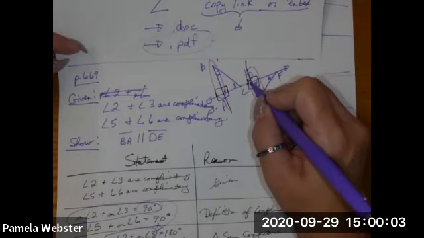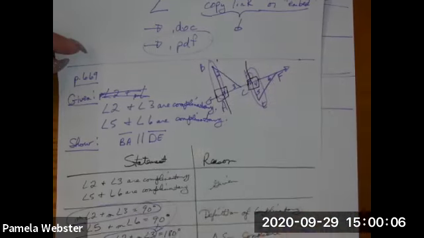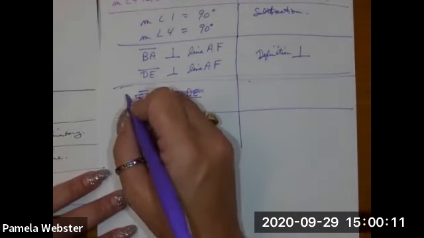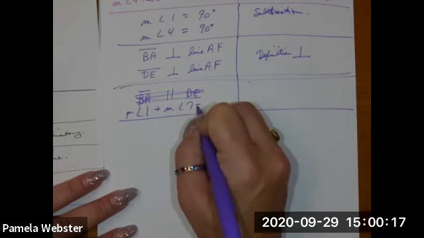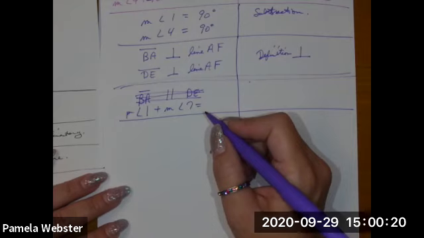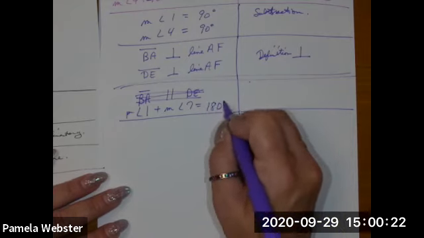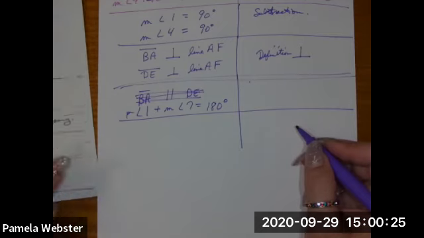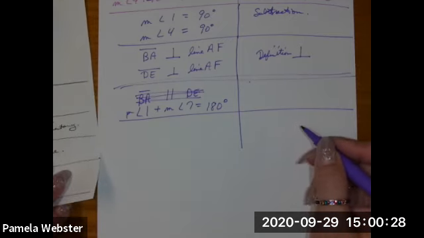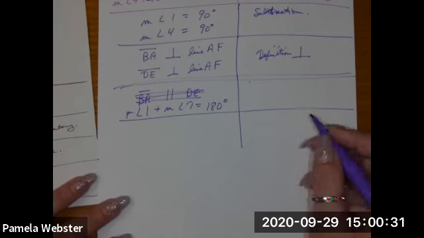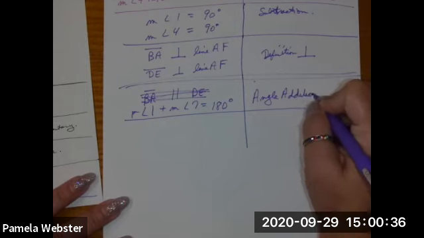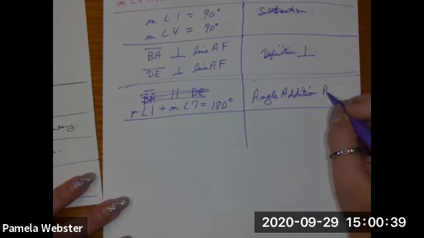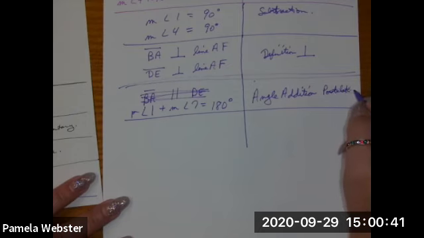I just need a number on him. Or you can call him by angle DCA. That'd be fine. Okay. So what we need there is measure of angle one plus measure of angle seven equals, they're supposed to be supplementary, so that's 180 degrees. And we can call that, oh, it's in your list, the angle addition postulate, which just says I can add the measure of one to the measure of the other. Okay.